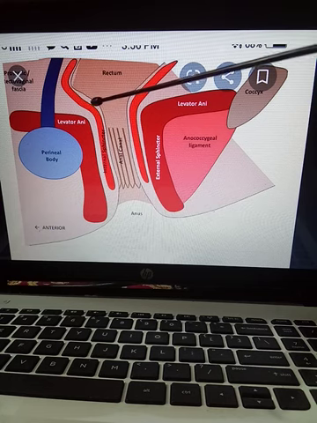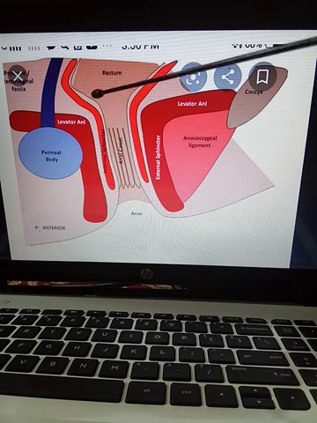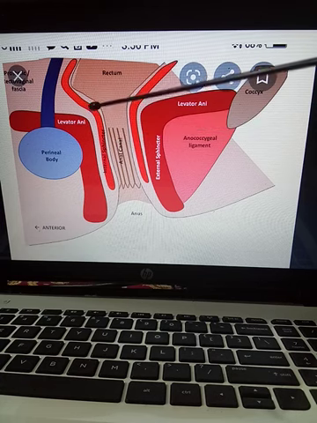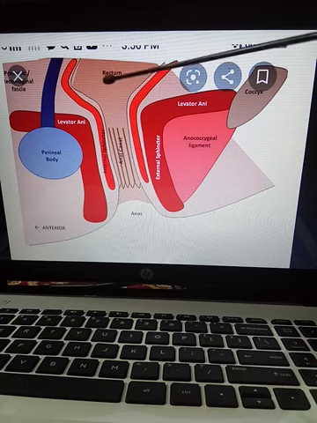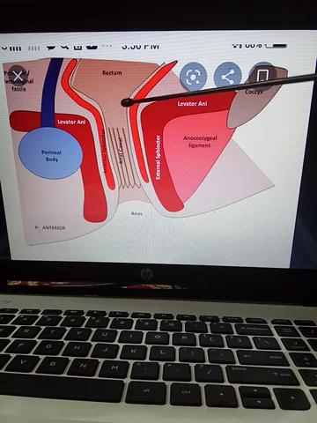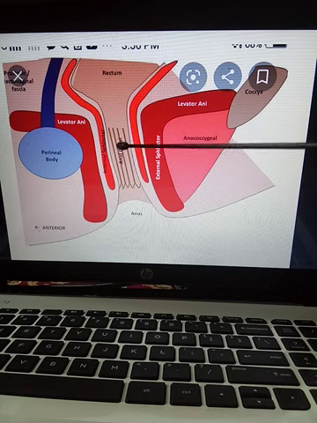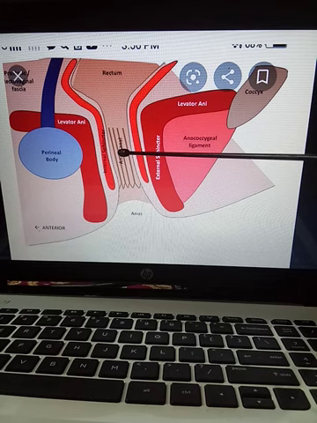After that, how can we tell whether this is the anorectal junction or not? You have a curvature here that is called the perineal curvature. As we have talked about the curvatures of the rectum, here you have the perineal curvature. That depicts the junction of the rectum with the anal canal.